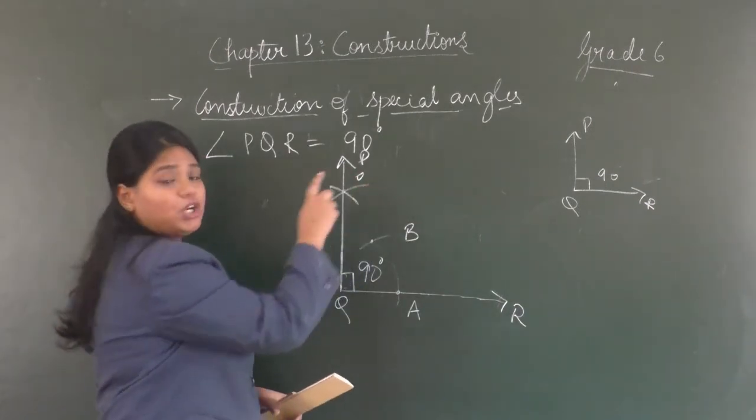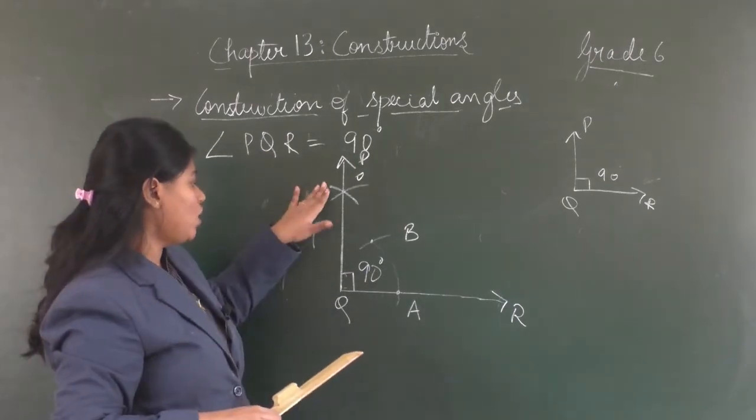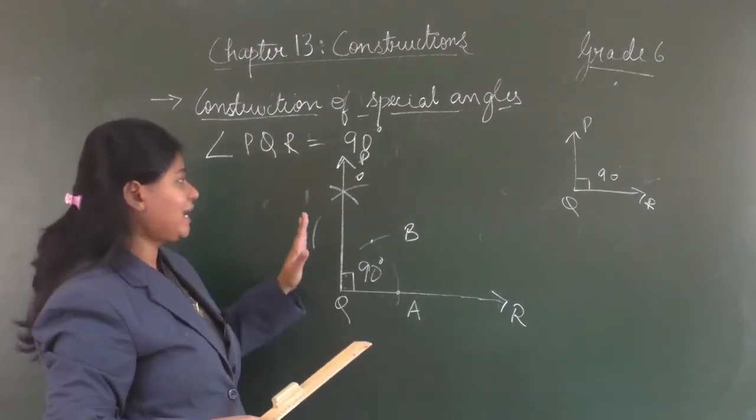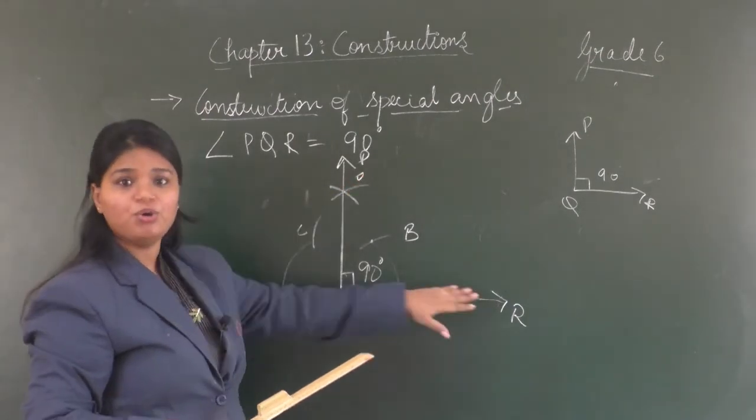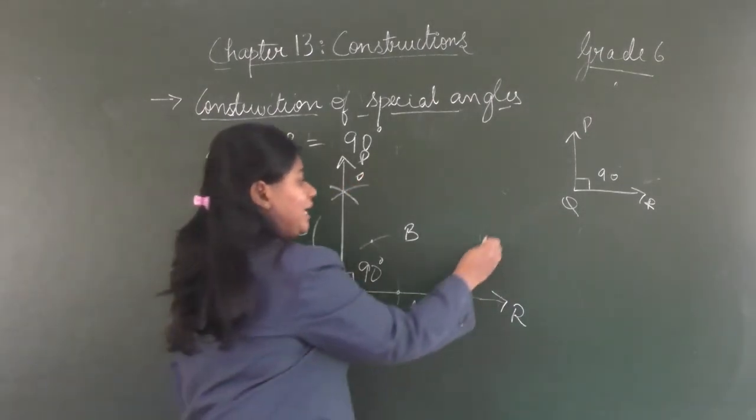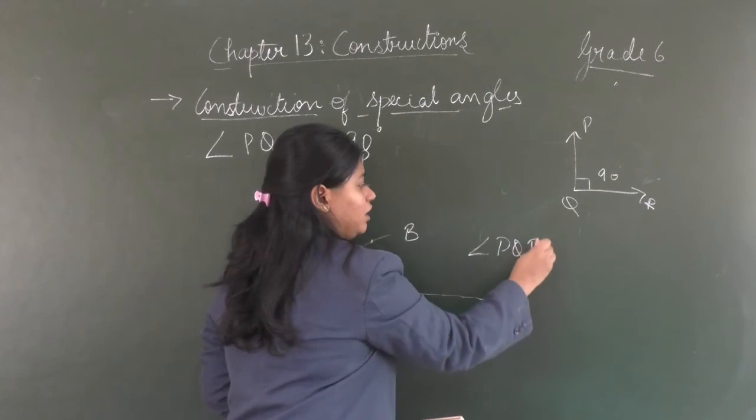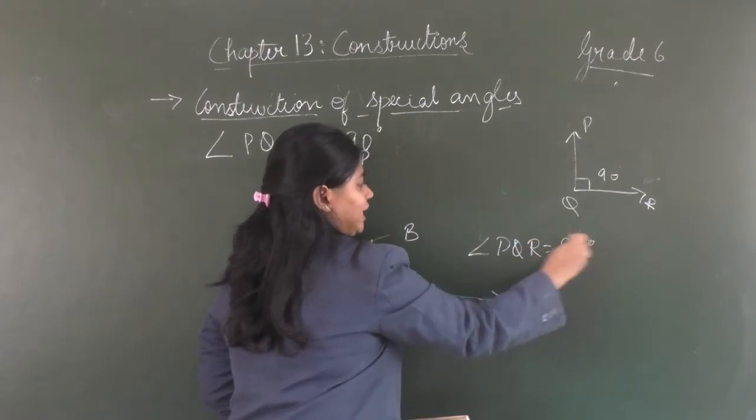I have named it with O and then you will join O and Q. You can extend this arm and name it as POQ. So we have constructed angle PQR equals to 90 degree.